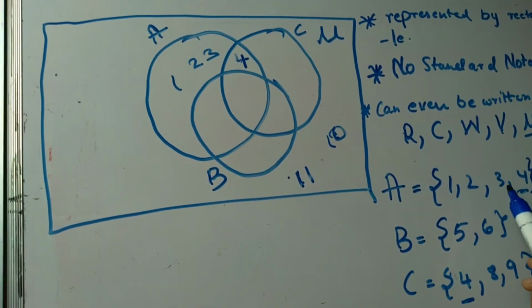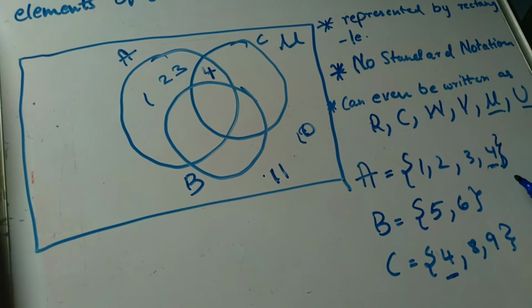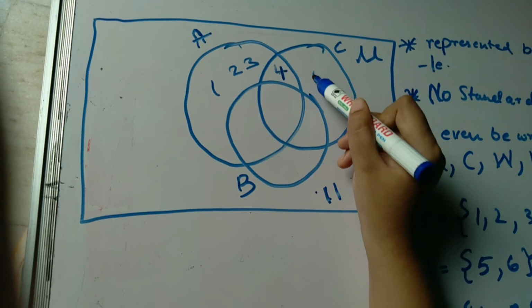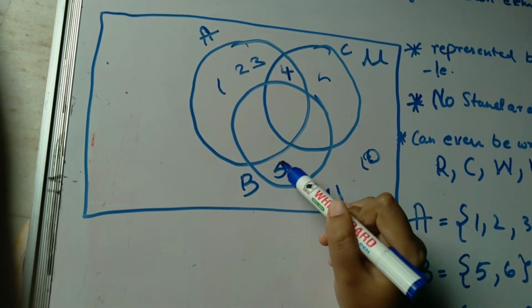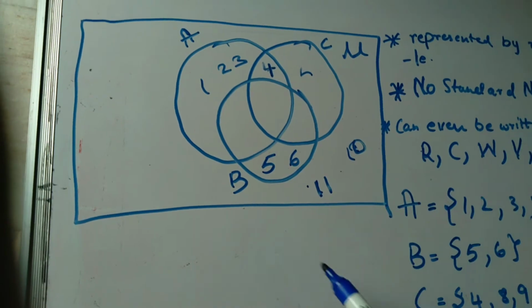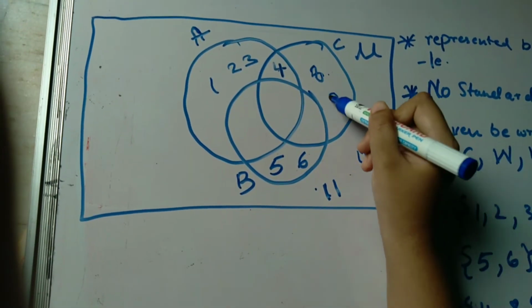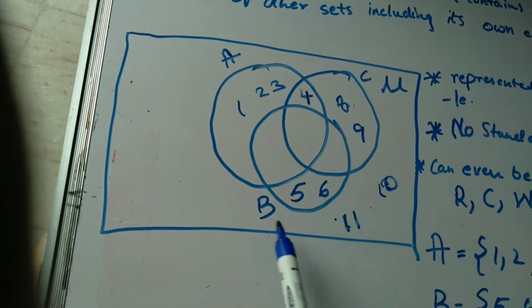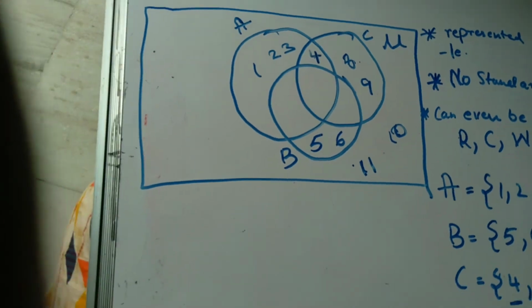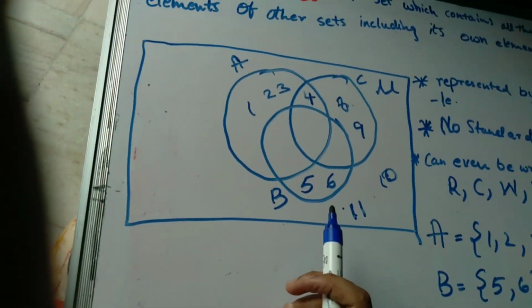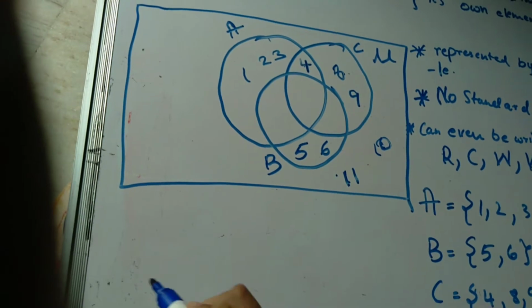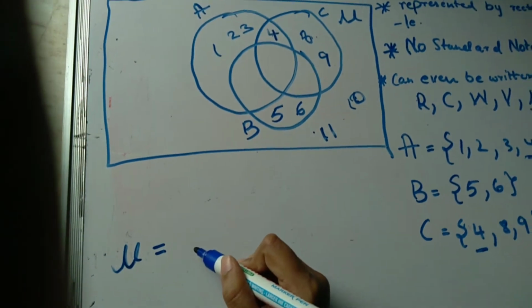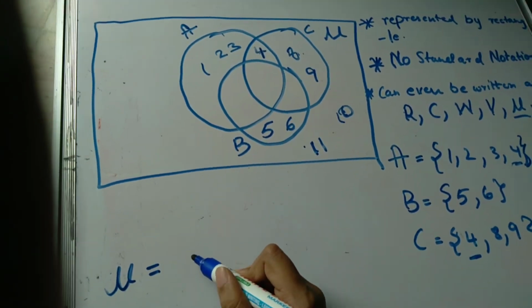Now we are done with the common elements. So we have to write all the other elements of B. What are the elements of B? Here, 5 and 6. What are the elements of C? 8 and 9. Okay, so we have written all the elements in their respective sets. Now we will find the universal set. What are the elements in the universal set? The universal set is nothing but all the elements of other sets, including its own elements also.